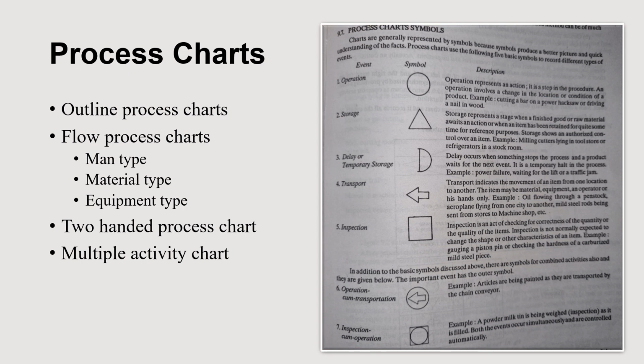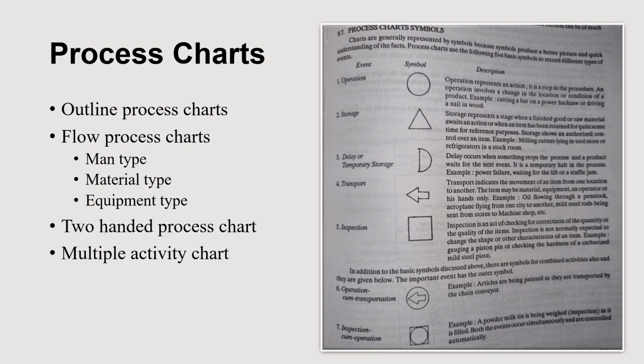There are basically 4 types of process chart: outline, flow, two-handed process charts, and multiple activity chart. In the process flow, we have 3 flow process charts: man type, material type and equipment type. We are going to look at these process charts in the further slides.